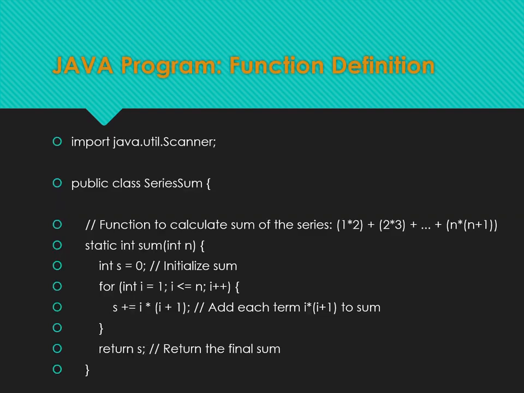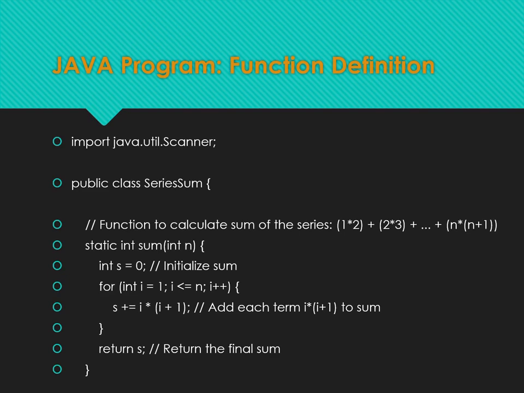In this slide, we begin our Java program by creating a class called SeriesSum. Within the class, we define a method named sum that accepts an integer parameter n. This method is responsible for calculating the sum of the series up to n terms. We declare it as static because we are calling it directly from the main method, which is also static. In Java, a static method belongs to the class rather than an instance of the class, so it can be called without creating an object.